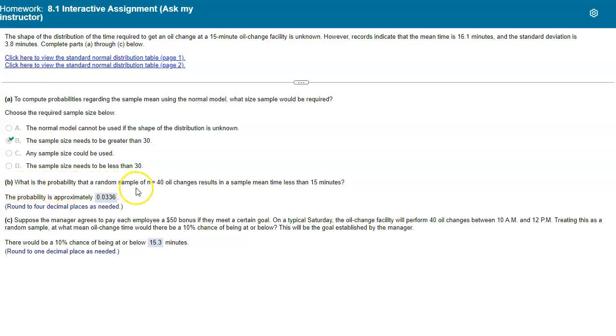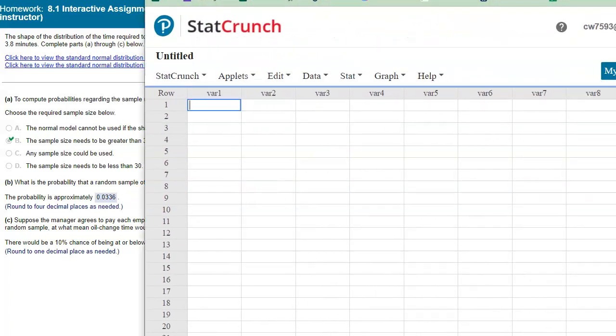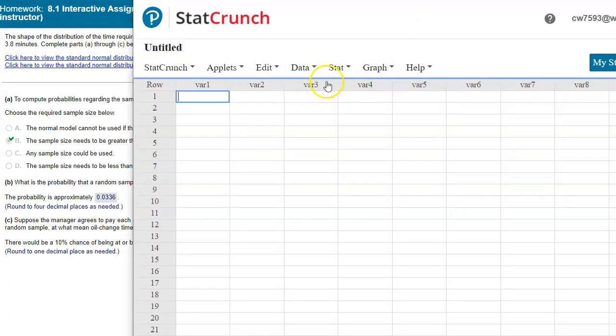What is the probability that a random sample of n equals 40 oil changes results in a sample mean time less than 15 minutes? And because I have a sample of 40, what that's going to do to my given standard deviation up here is I'm going to have to take that standard deviation, 3.8, and divide by the square root of 40 to get the standard deviation that I will use in StatCrunch. So let me bring over my StatCrunch screen.